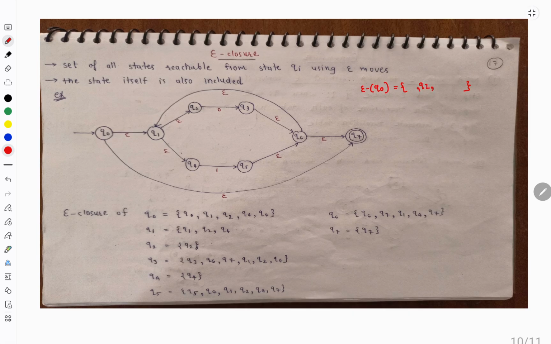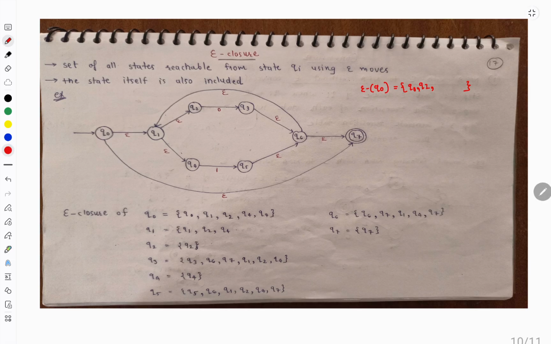But before we find out any epsilon closure of Q0 state or any state, we need to write the state itself also. That means if we want to find out the epsilon closure of Q0, then we need to write state itself, Q0. If we want to find out the epsilon closure of Q2, then we need to write first the state itself, that is Q2.